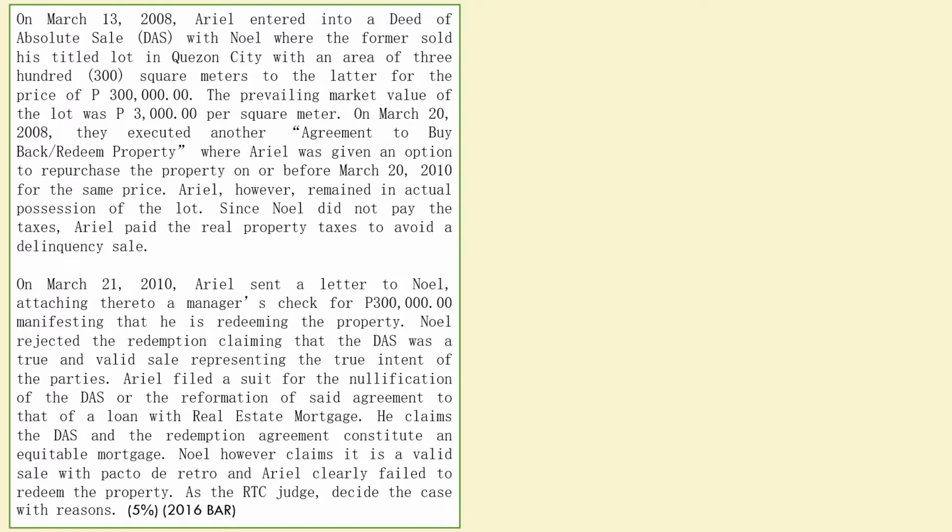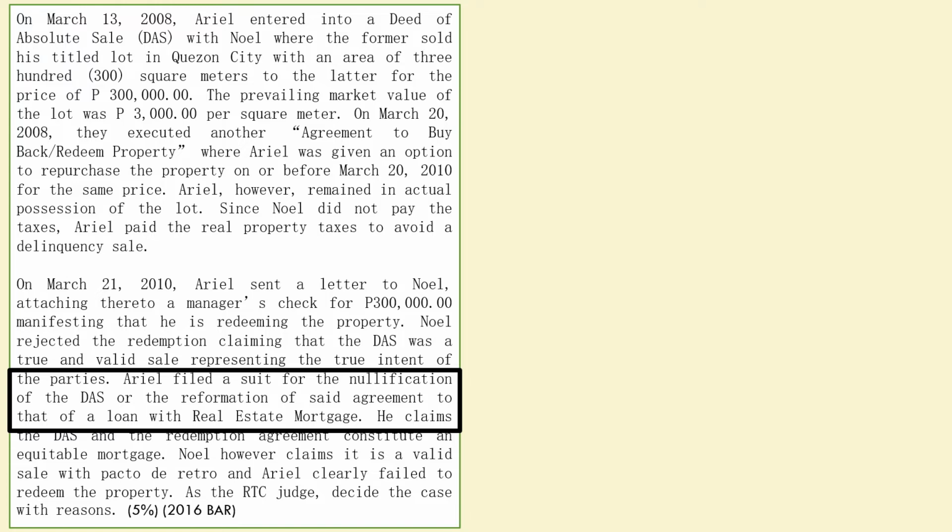On March 21, 2010, Ariel, the seller, sent a letter to the buyer attaching a manager's check manifesting that he is redeeming the property. The buyer now is rejecting the redemption, claiming that the deed of absolute sale was a true and valid sale representing the true intent of the parties. Therefore, the seller now files a suit for the nullification of the deed of absolute sale or the reformation of the agreement to that of a loan with REM. He claims that the deed of absolute sale and the redemption agreement constitute an equitable mortgage. The buyer, however, claims that it is a valid sale with pacto de retro, and Ariel clearly failed to redeem the property. So as the RTC judge, you decide the case with reasons.